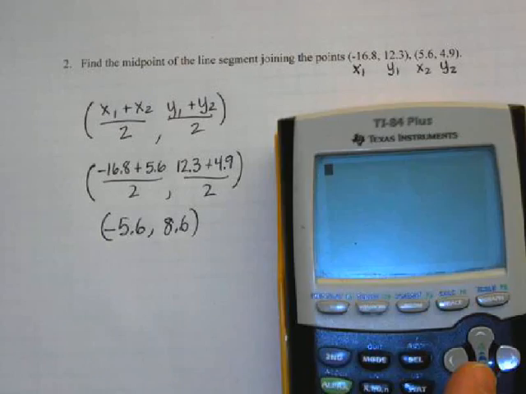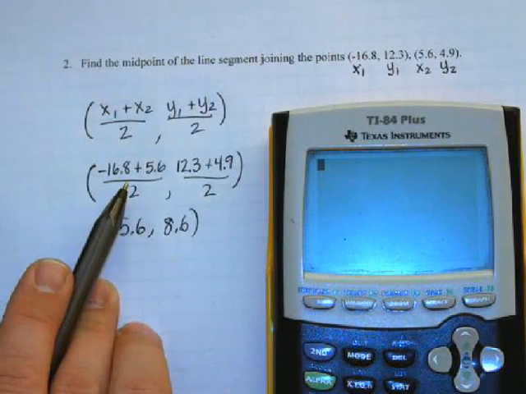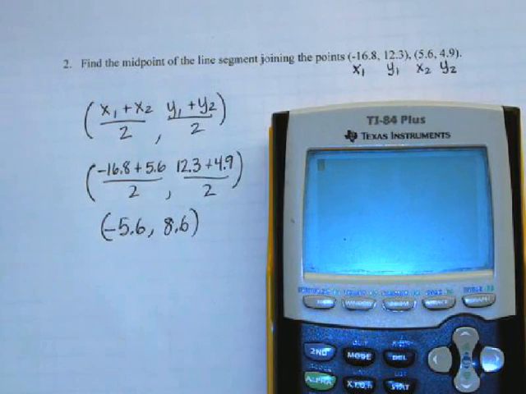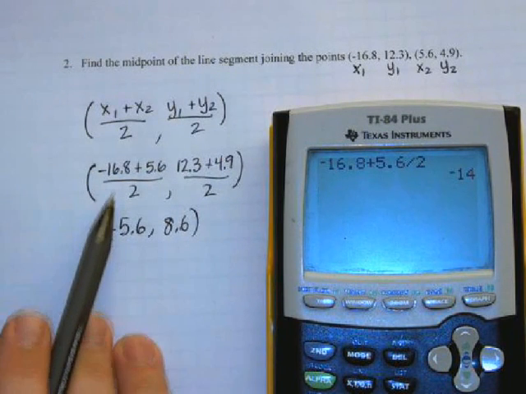Now, this is a common mistake I still see. Let's say that I inappropriately put the left side in the equation, or the left point, x-coordinate, as negative 16.8 plus 5.6 divided by 2. Now, because I didn't put parentheses, I'm going to get a different answer, which is the wrong one. So make sure that if you want to do it in one line, you put parentheses around the top part.